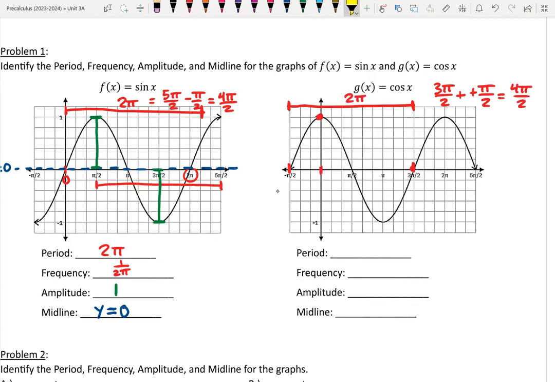So remember, we're looking for that chunk of the graph that is going to repeat itself. And when we find our period, if we start at the midline, then our period is going to end at the midline. If we're starting up at a maximum here, then we would end at the maximum. Okay? But that distance is 2 pi.